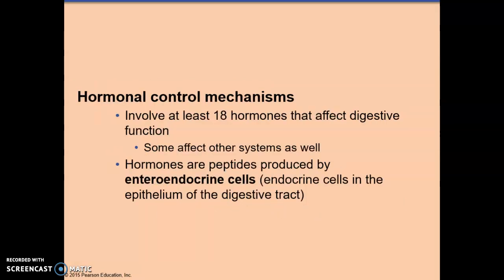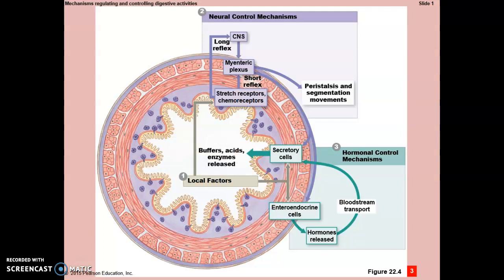There are at least 18 hormones that affect digestive function. Some affect other systems as well. Hormones are peptides produced by enteroendocrine cells in the epithelium of the digestive tract. So here you can see a cross-section through the digestive tract, and you see the inner mucosa, submucosa, muscular layers, and then the serosa. And local factors include stretch receptors, chemoreceptors. There is a long reflex and a short reflex, and there are hormonal controls.